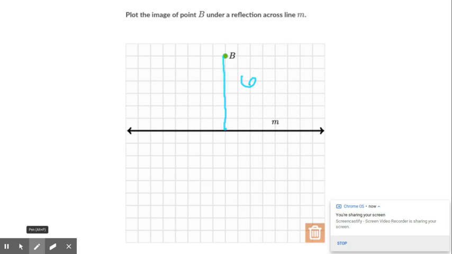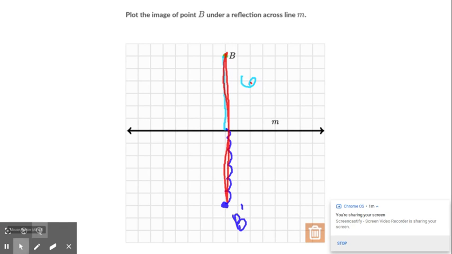And if B is 6 units above the x-axis, that means that B prime is going to be 1, 2, 3, 4, 5, 6 units below the x-axis. So B prime is right there. Not only is it perpendicular to it, and again, just showing you if I connect these going from B to B prime, it is perpendicular to the line of reflection. It's also equidistant from it, 6 units above, 6 units below.